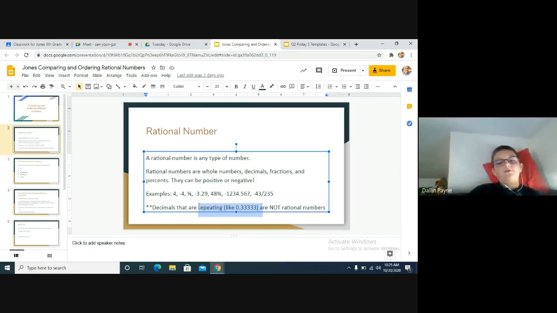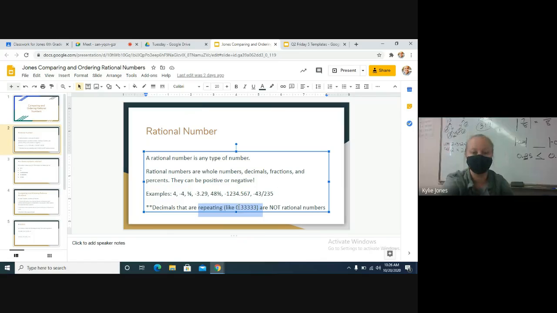Even if it's a negative repeating decimal? Even if it's negative, it's still a repeating decimal, so it's not rational. Okay. So it's basically any number. We just call them rational numbers. There's different types of numbers. There's a whole Venn diagram about them, but I think you do that in 7th grade, right? Maybe 8th. I don't know, this was like my high school math, so I have no idea what junior high math was like this day.